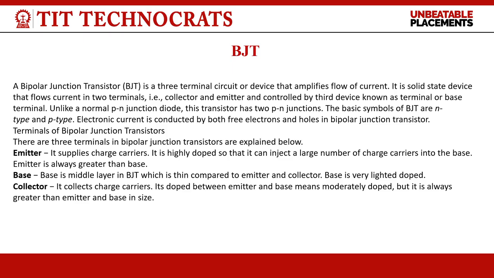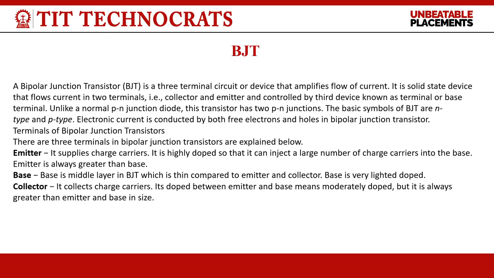Unlike a normal PN junction, this transistor has two PN junctions. The basic symbols of BJT are N type and P type. Electronic current is conducted by both free electrons and holes in BJT. The BJT has three terminals. The first terminal is the emitter. It supplies the charge carriers and it is highly doped so that it can inject a large number of charge carriers into the base.